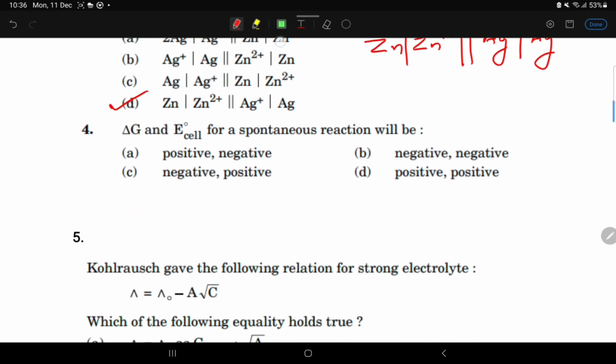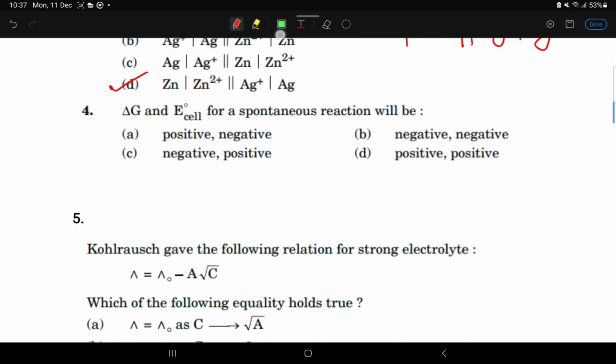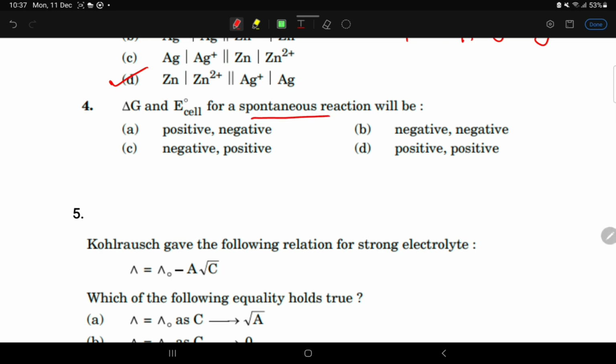Delta G and E naught cell for a spontaneous reaction will be, for a reaction to be spontaneous, delta G should be negative. And for a reaction to be feasible, E naught cell is equal to E naught cathode minus E naught anode, that should be a positive value. So negative and positive. So our option is C.